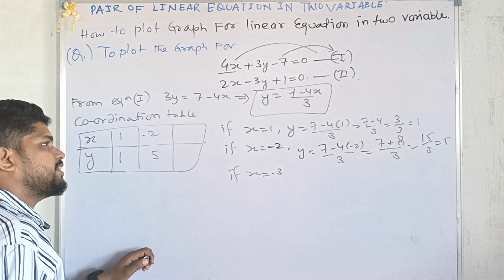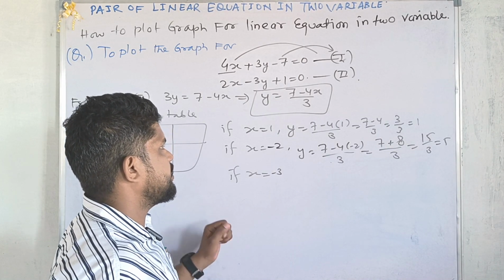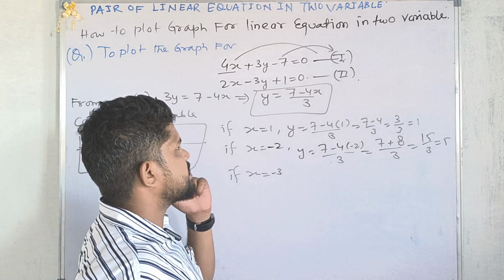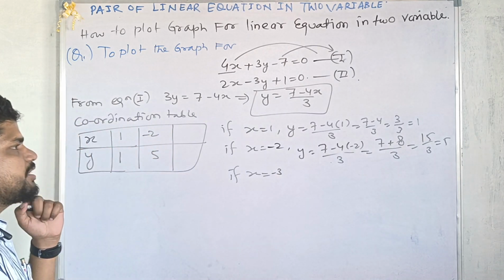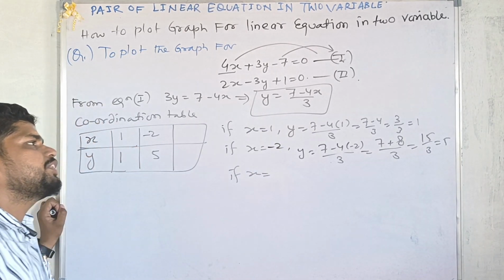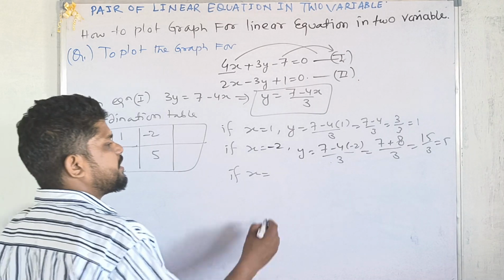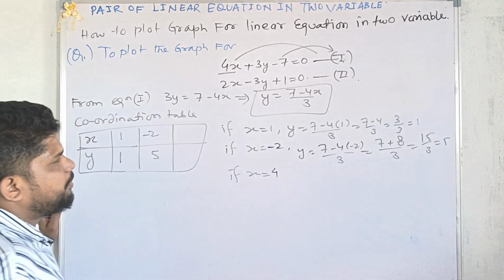If I put -3, then it will be 7 minus 4 times -3. So that will be 12, and 12 plus 7 is 19, so 19 by 3. Again it's a fraction, so we will avoid it. Now put x = 4. For x = 4, what will we get here?